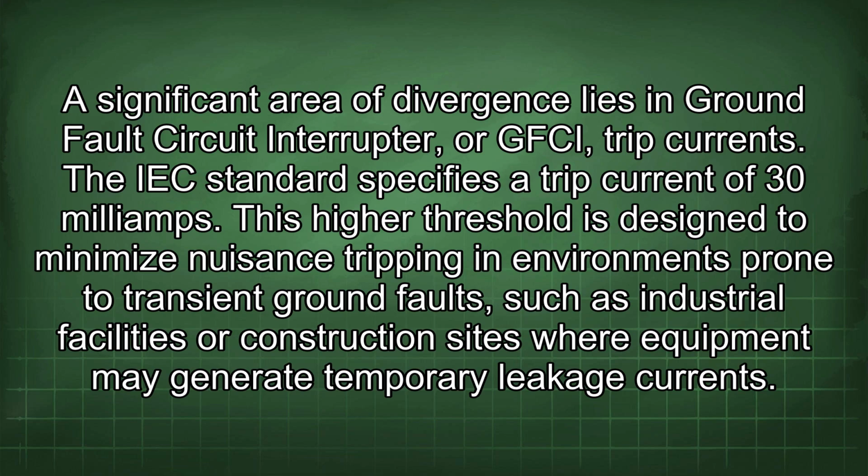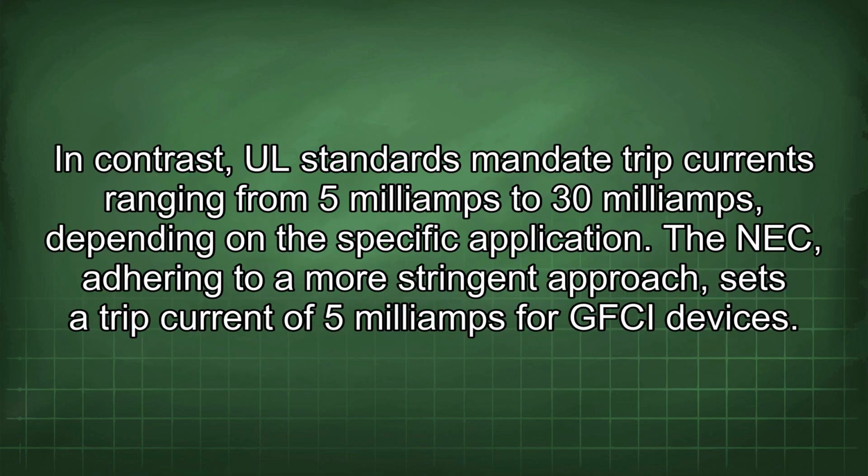The IEC standard specifies a trip current of 30 mA. This higher threshold is designed to minimize nuisance tripping in environments prone to transient ground faults, such as industrial facilities or construction sites where equipment may generate temporary leakage currents. In contrast, UL standards mandate trip currents ranging from 5 mA to 30 mA depending on the specific application. The NEC, adhering to a more stringent approach, sets a trip current of 5 mA for GFCI devices.